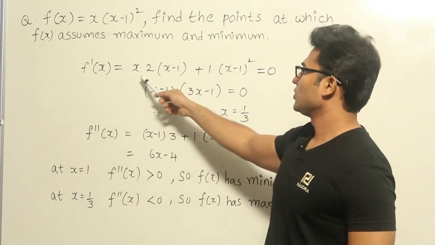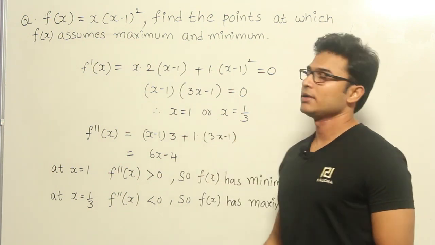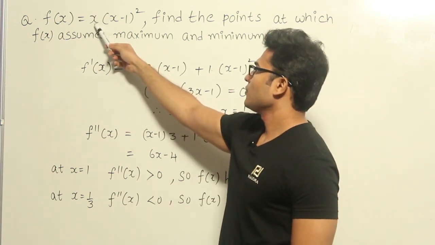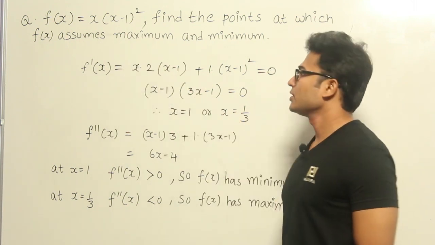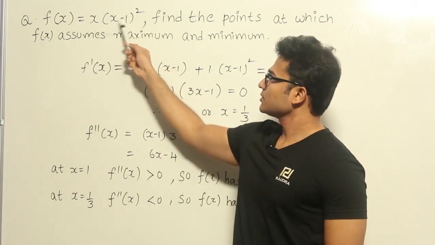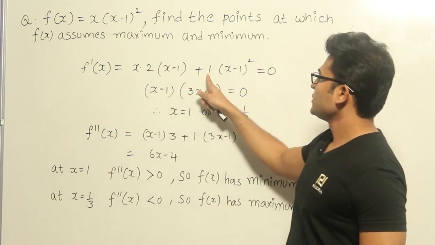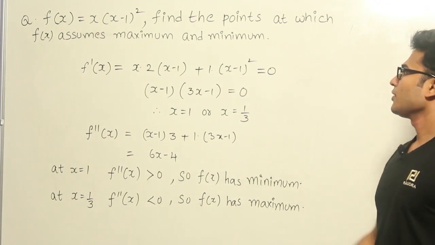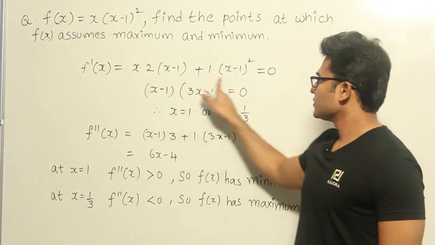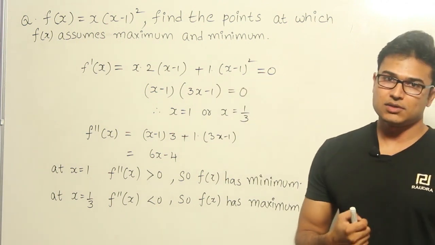f dash of x equals x into 2 into x minus 1. It is the UV formula, right? When you have a function like f of x into g of x, or u into v, we differentiate this one first keeping x as constant, and then differentiate x keeping this one as constant. Now we got f dash of x equal to this function. Now equate it to 0 so that you can find the stationary points, right?